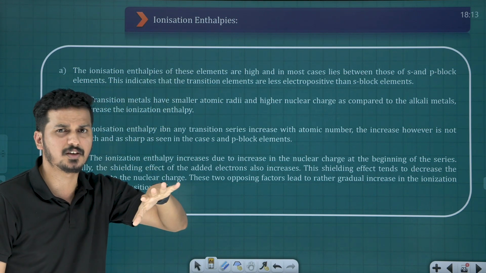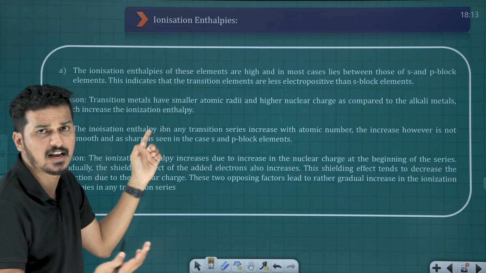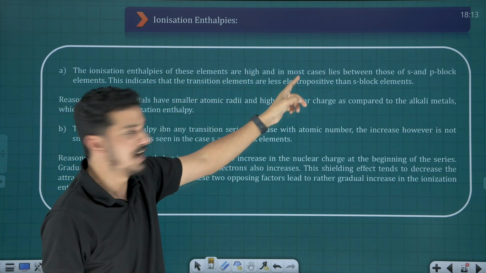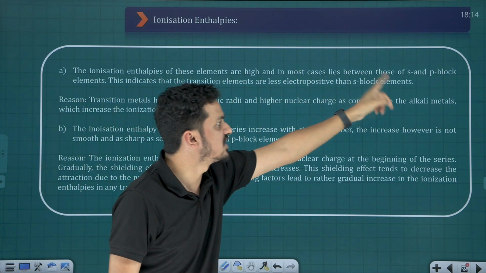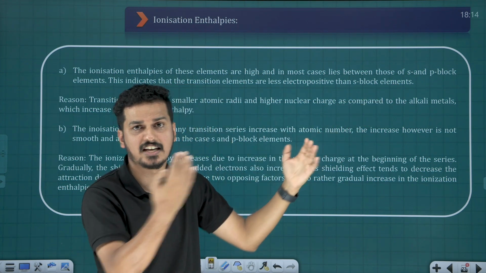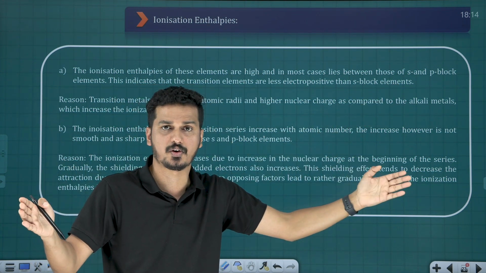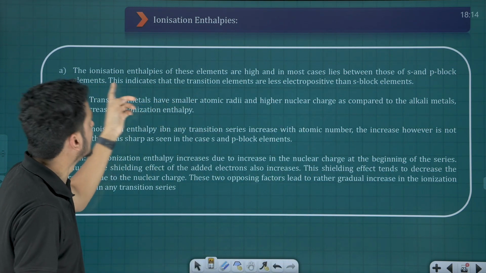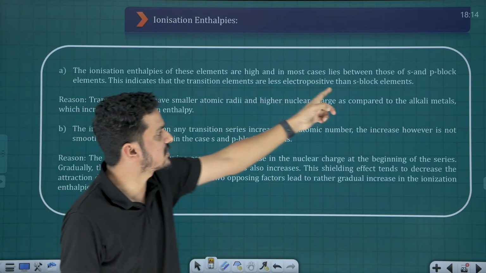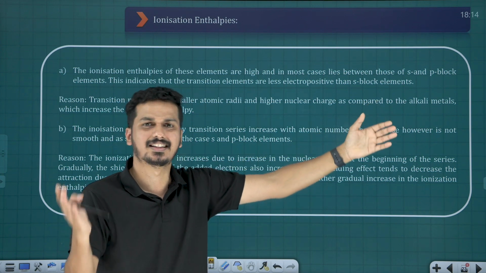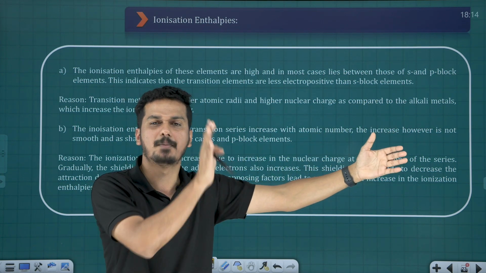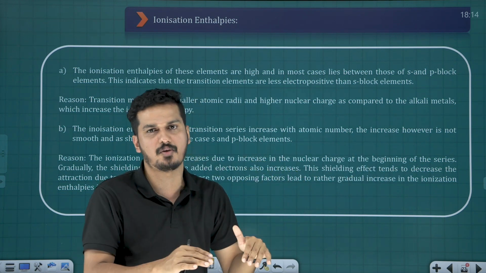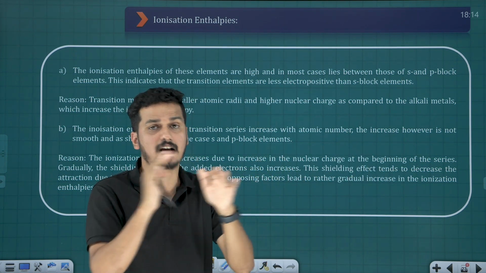Their ionization enthalpy, once we are considering with s block and p block elements, you see here the ionization enthalpies of these elements are high, and in most cases lie between those s block and p block. It is greater than s block but less than p block. So this indicates that transition elements are less electropositive than s block elements, because the ionization enthalpy of d block elements is greater than s block elements. Automatically they are less electropositive. They have less tendency to donate compared to s block.